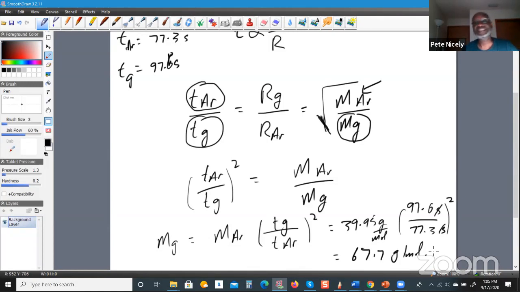And that's basically how that is done, which makes sense because the time of effusion of the unknown gas is longer, which means that the rate is lower, which means that the unknown gas molecule must be heavier, all right? So that's basically how that works out. Okay, any questions about this particular example? Any questions?